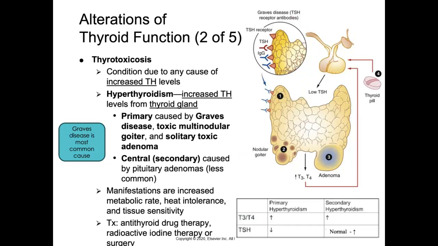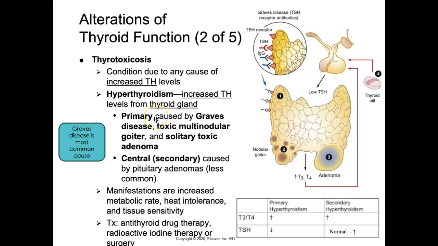So now we'll start focusing on specific disorders, and we're going to start with thyrotoxicosis, which is kind of an umbrella term. It's really referring to any condition in which we have an increased level of those thyroid hormone levels. And this could be done in a few different ways, but essentially we are talking about hyperthyroidism. And the key here is that we're seeing the increase in the thyroid hormones from the thyroid gland. So we can classify this as being primary or central or secondary.